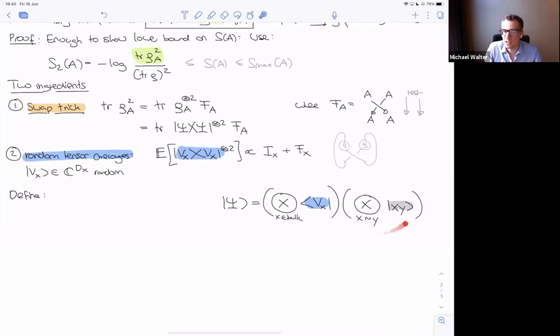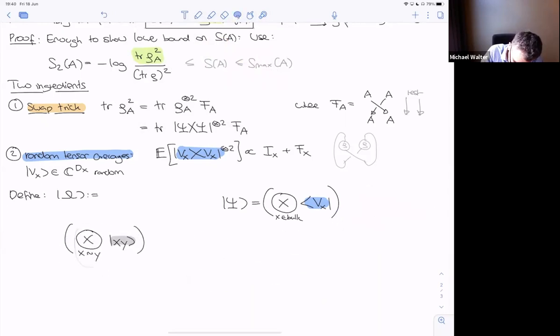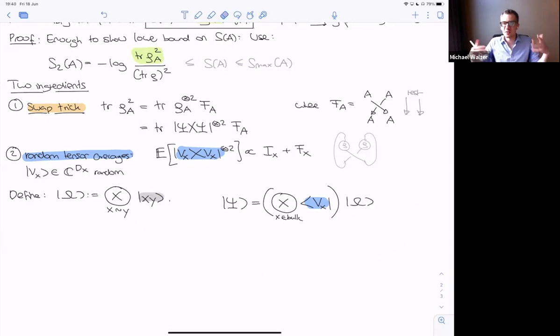And of course, it will enter the calculation at some point, but let's not worry about it, just give it a name. So let's define as omega the state that's just this tensor product of these maximally entangled states. And we'll worry about it at the end. And then we can just write omega here. So omega is kind of the state of the bulk in some sense before you actually do anything to it, by adding these random tensors.